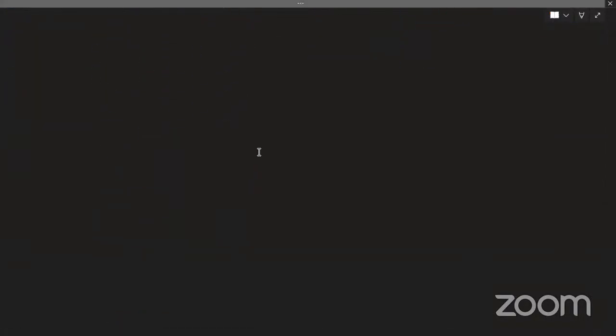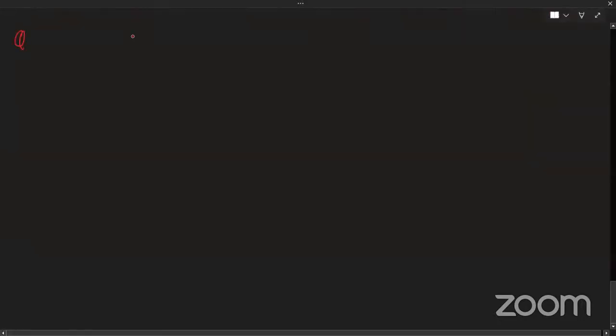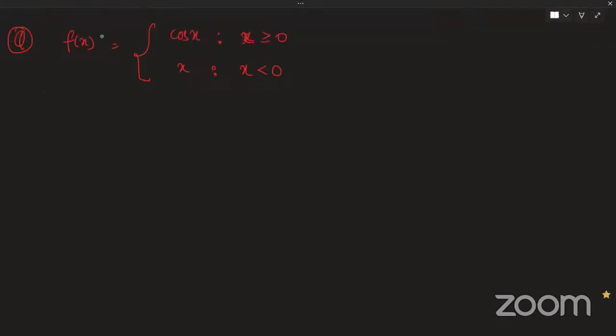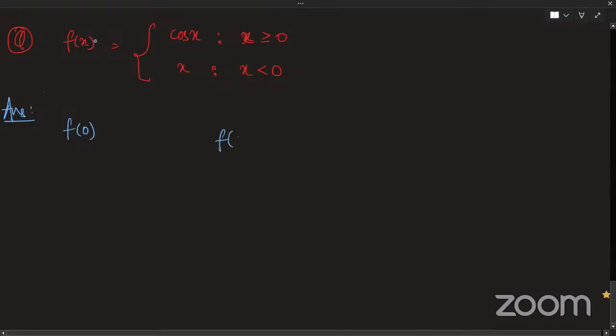Okay, so let us just do one more question to familiarize. I have got a function that is being split into 2 parts. The first part says that the function is cos x if x is greater than or equal to 0. The second part says it is x if x is lesser than 0. Fine. Now I'm asking you again the same three values. What is the value of f of 0, f of 0 minus, and f of 0 plus?